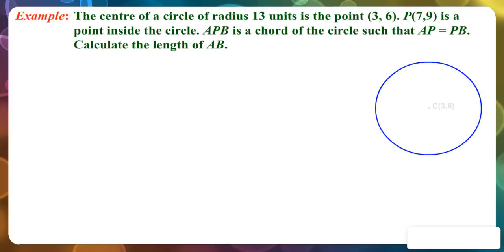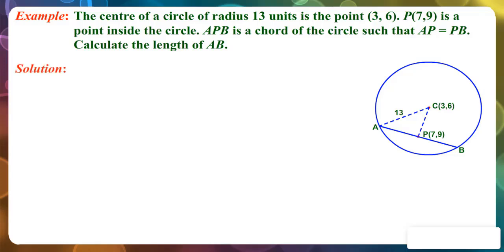Let's take the next example. The center of a circle of radius 13 units is the point (3, 6). P (7, 9) is a point inside the circle. APB is a chord of the circle such that AP is equal to PB. Calculate the length of AB.